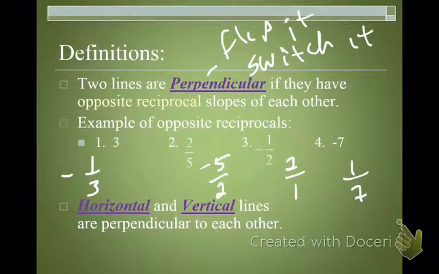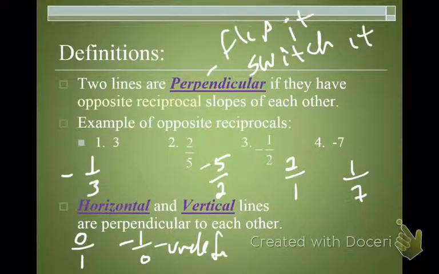Okay? Now, horizontal and vertical lines are perpendicular to each other, and I think it's pretty easy to see when you graph, but I offer up this as a proof. We know that the slope of a horizontal line is 0, so I can write it as 0 over 1. Okay? Now, if I were to flip this slope, I'd get 1 over 0, switch the sign and make this negative. Well, it doesn't matter. Negative 1 over 0 is undefined.